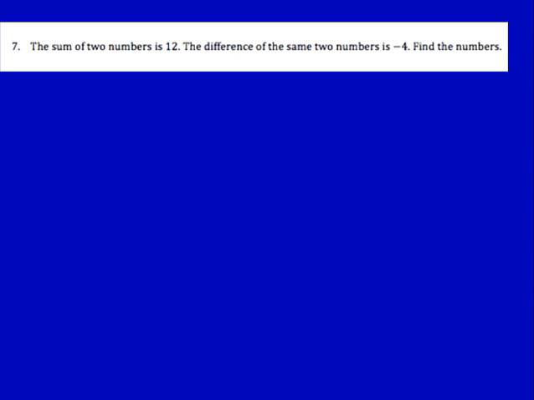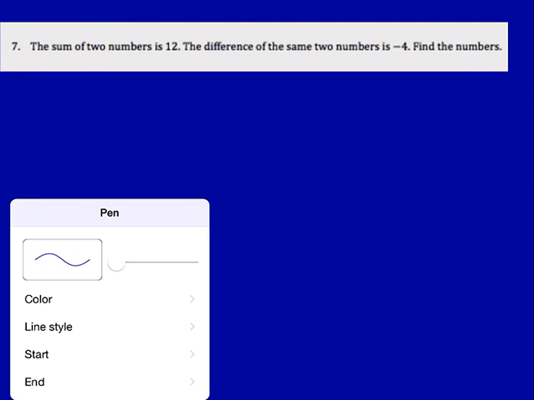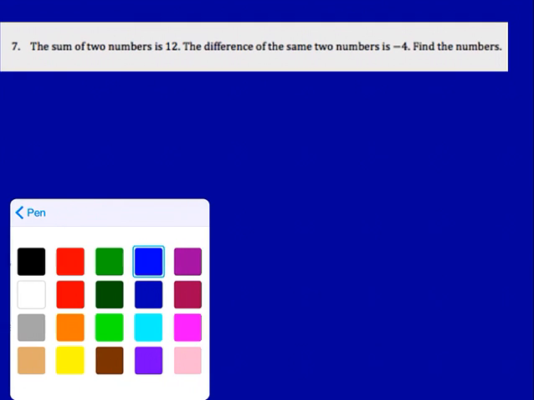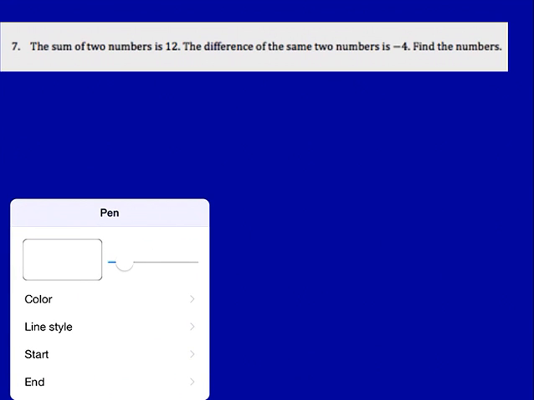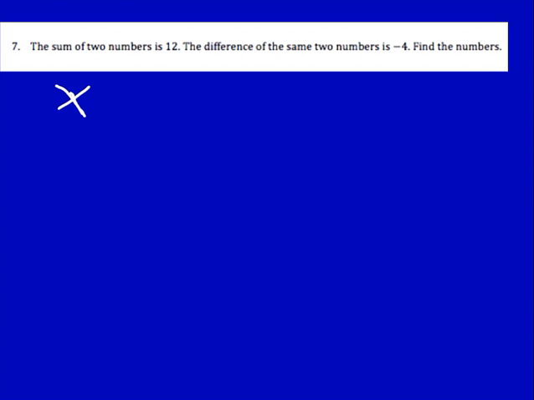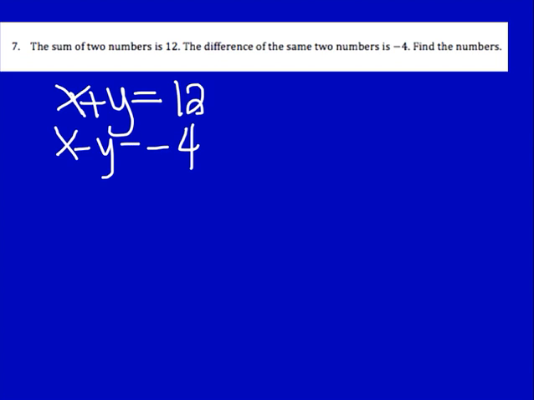So we're going to do a word problem. It says the sum of two numbers is 12. The difference of the same two numbers is -4. Well, the sum of two numbers, let's have our numbers be x and y. So when you add those two numbers together, that's going to be equal to 12. The difference, remember that difference means subtraction. So when you subtract those two numbers, you get -4.